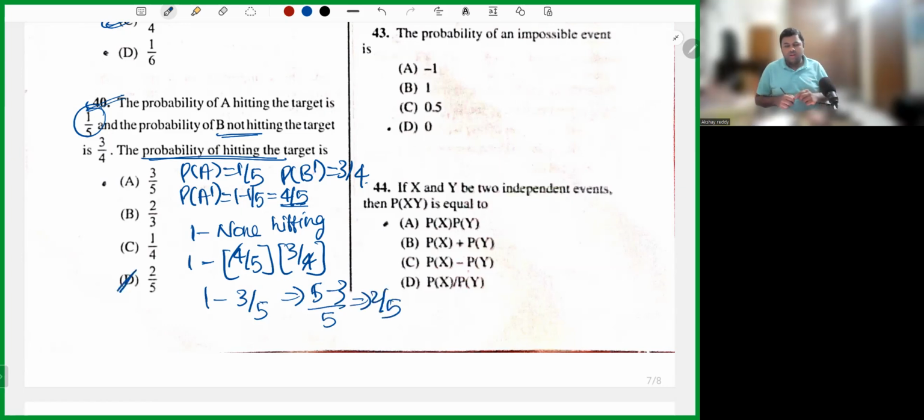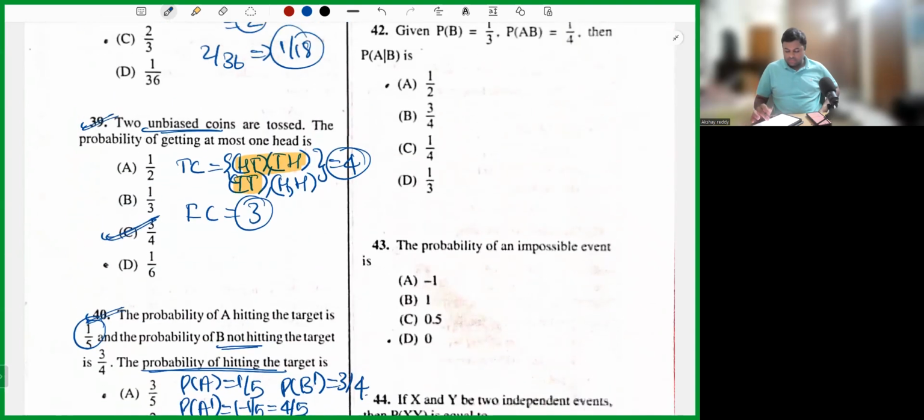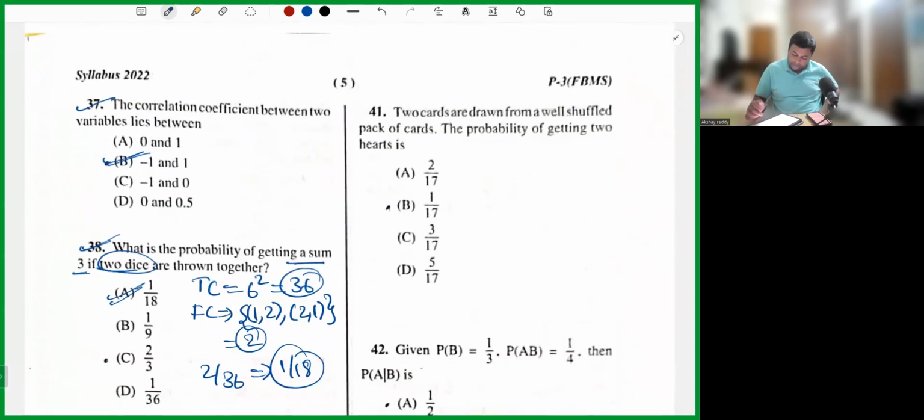So what is the option, my dear friends? Option is D, which is 2 by 5. Simple, sir. Nothing much difficulty.